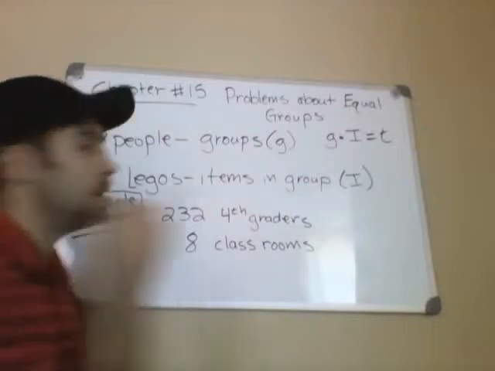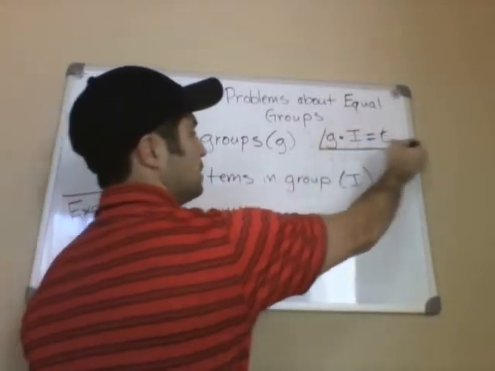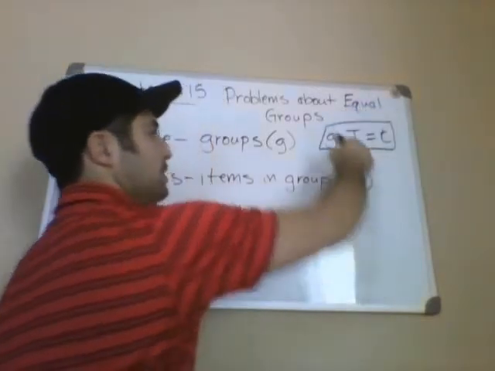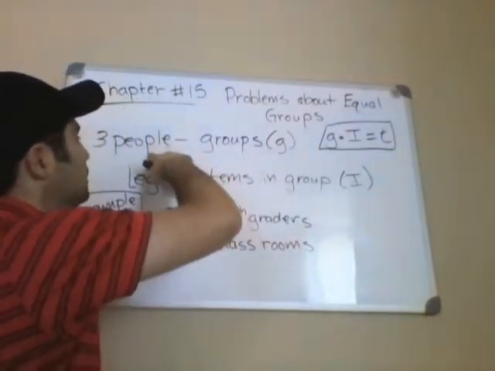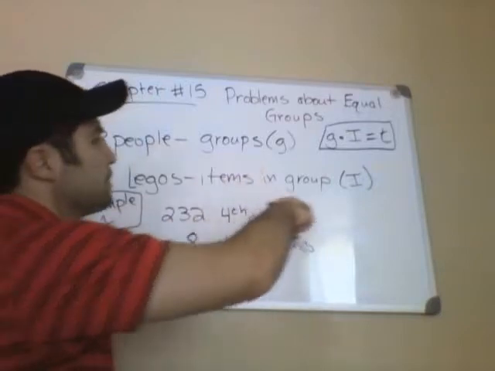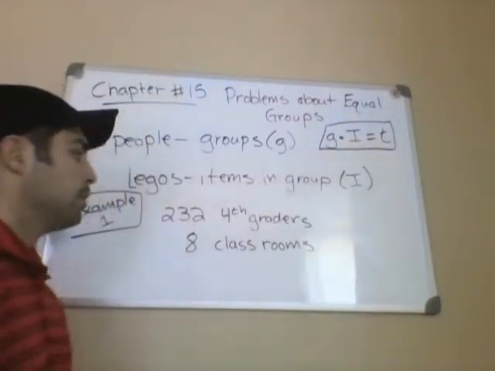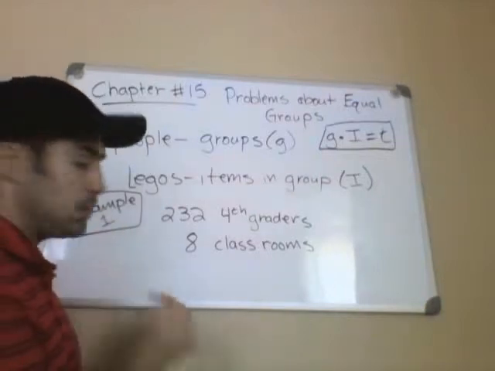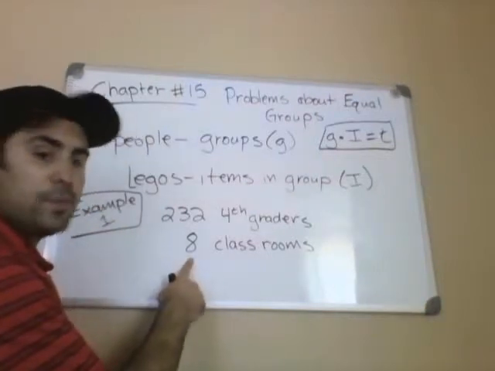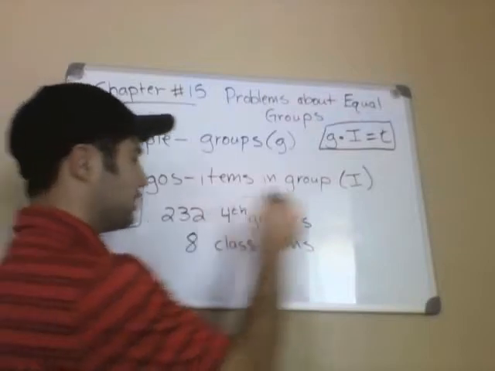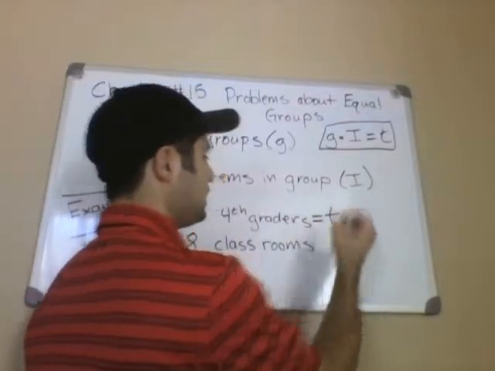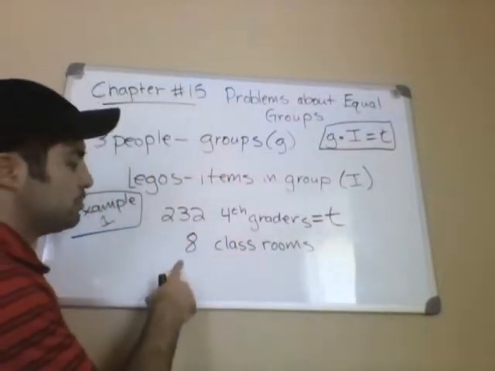What's the total? We have T. Here's our equation right here. We have G, which is groups, okay? Then we have I, which is items, and we have T, which is total. The total amount of fourth graders is what? 8 fourth graders? Nope. 232 fourth graders. So we have T. We have 8 classrooms.